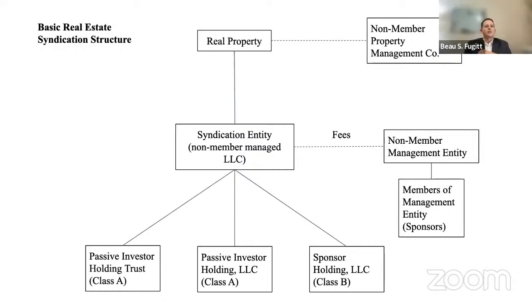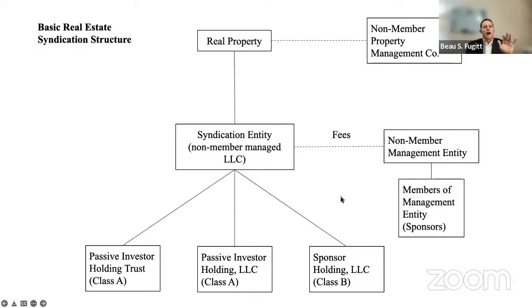Okay, excellent. So this in front of you here is just a basic real estate syndication structure, right? You'll see my arrow. We've got our real property here, our syndication entity down here, our property manager over here, a non-member manager, and then here's all our investors, or what we'll call our holding companies. Starting from the top down, all of this is put in place for asset protection.